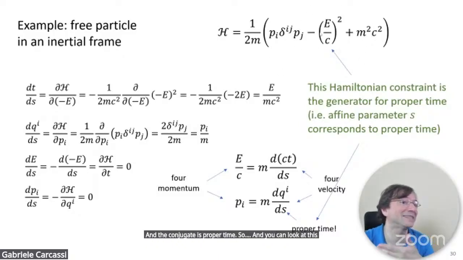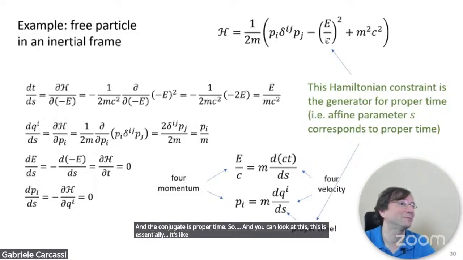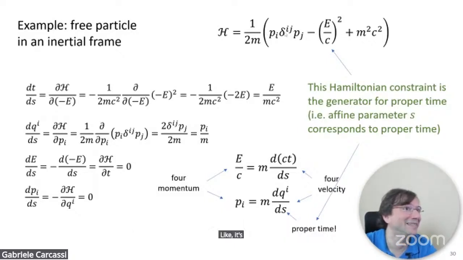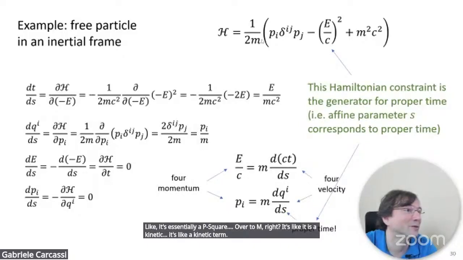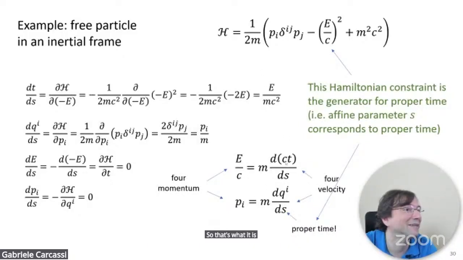This is essentially like a mass term. It's essentially p squared over 2m, right? It's like a kinetic term. So that's what it is, and I find it very nice that it just comes out.